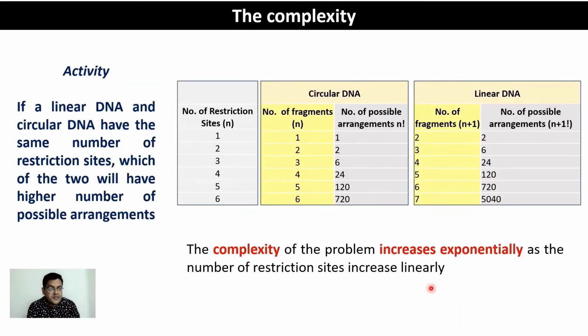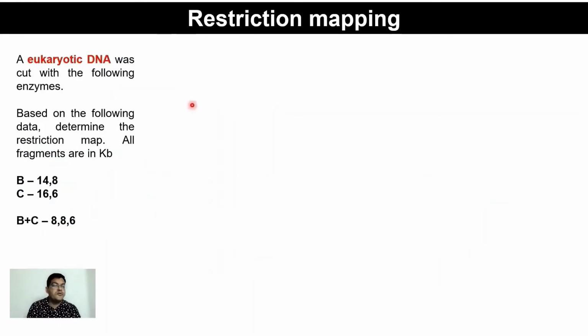So let's now do a real question and see how you are able to make a restriction map finally from the observed band sizes that you get on digestion by restriction enzymes. So here is a simple question for you. The question is, a eukaryotic DNA was cut with the following enzymes. You have these enzymes B and C, and what you're given is the banding pattern obtained on complete digestion with B alone, on complete digestion of the DNA fragment with C alone, and the combined double digestion fragment pattern for B and C together, right? So this is what you have. Based on the following data, determine the restriction map, and you're given that all distances here are in kilobases, right?